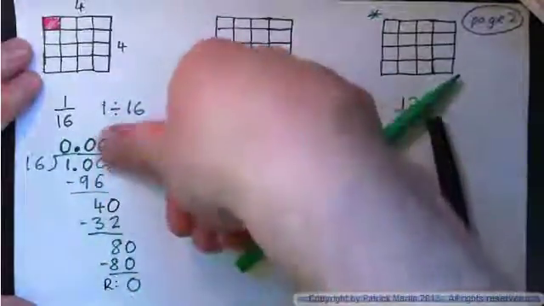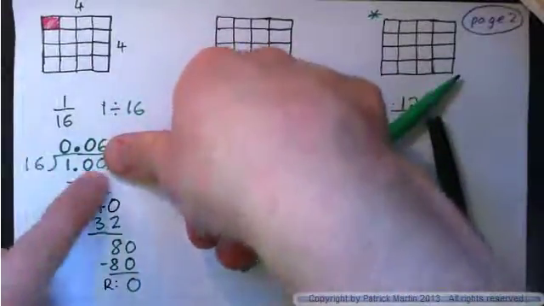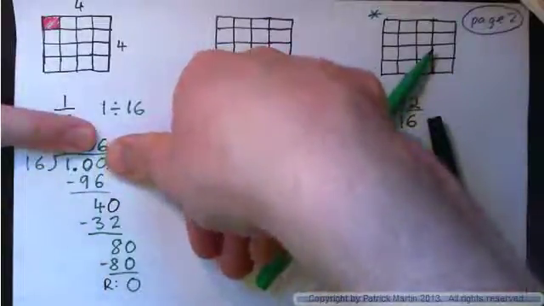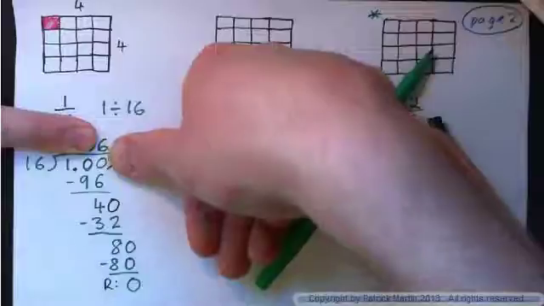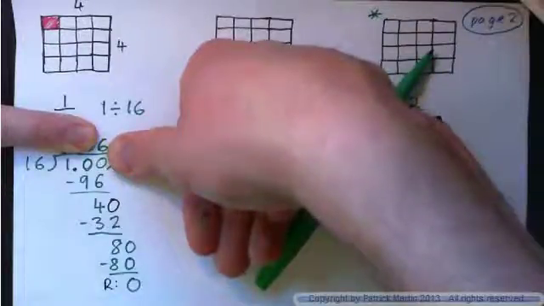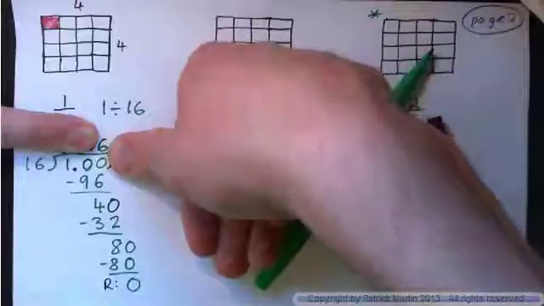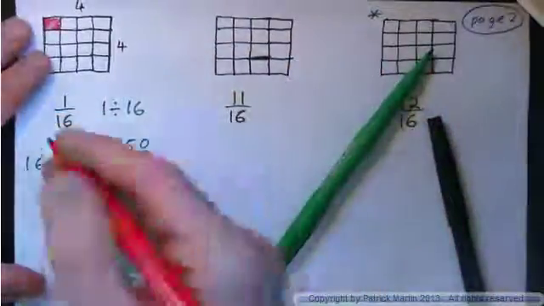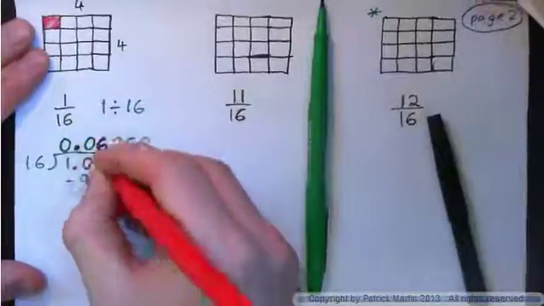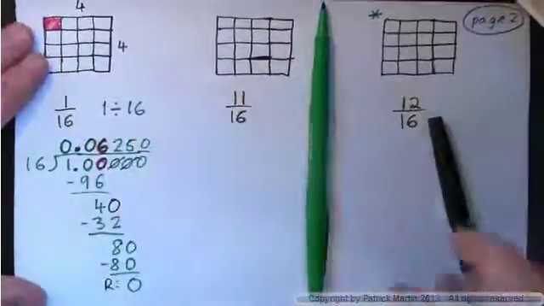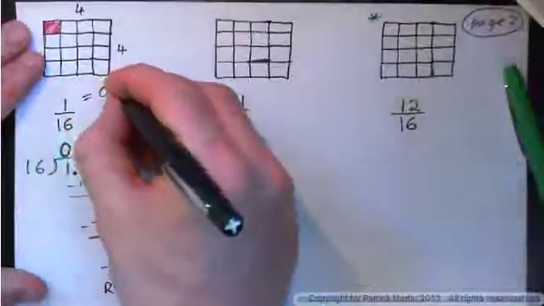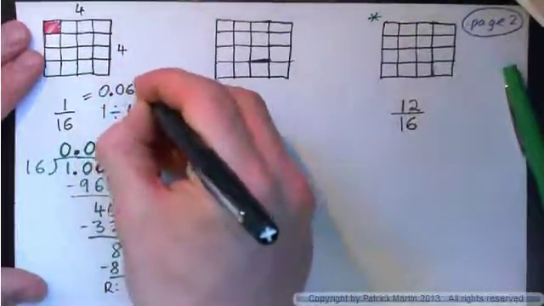And the trick is, when we went 16 into 100 and we got 6, that 6 had to be above that digit there, right? If we put the 6 helter skelter, it would mess up. We have to put the 6 right above that digit. That has to happen. So in any case, we find 1/16 is equal to 0.0625.